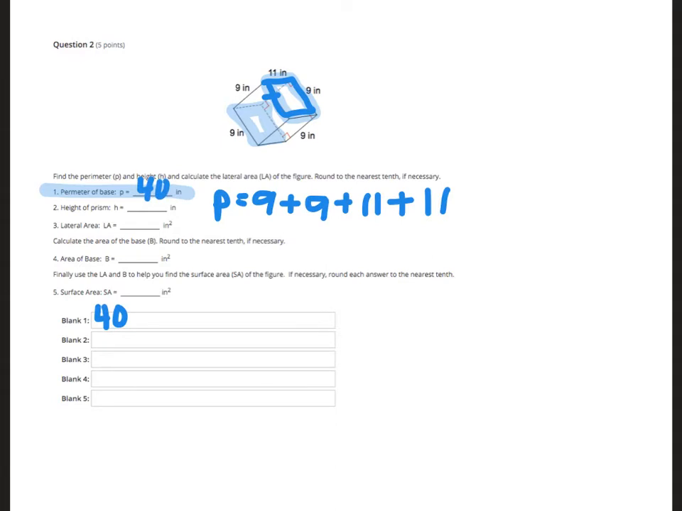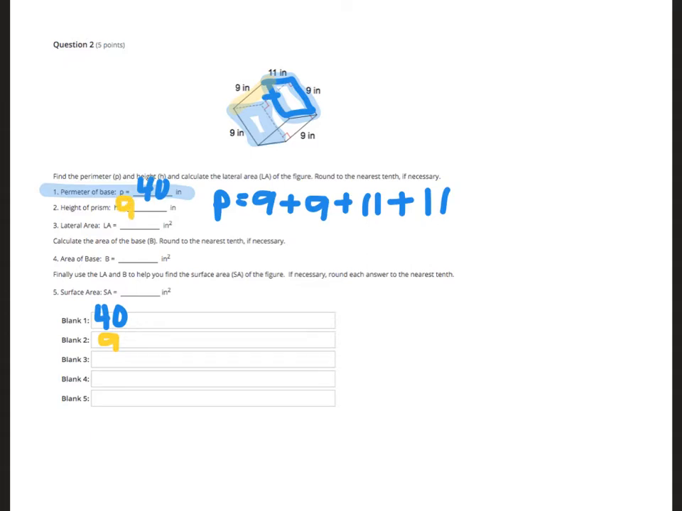The next thing we need is the height of our prism. For the height, you're looking for the length that connects the two bases. So this length here, which is 9 inches. Again, you don't have to do any math there, just identify the height. So this one's going to be 9, and a 9 should pop up there.